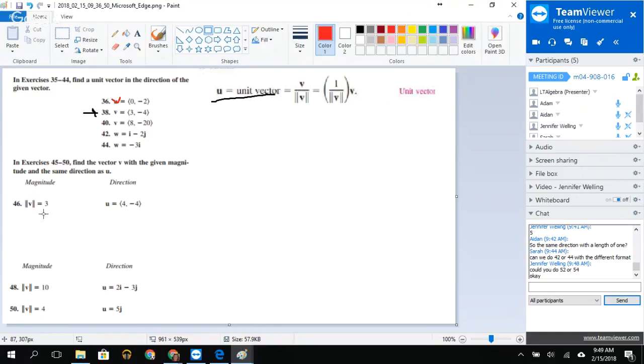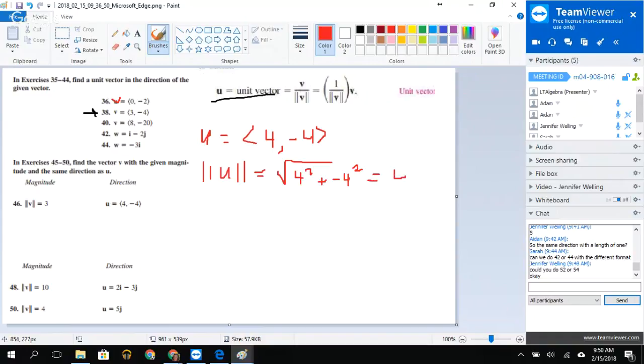Okay, so we know that u is at 4, -4, right? So we want to find a unit vector that shows us the direction, but that's only 1 unit. So we're just going to use our formula. The magnitude of u is the square root of 4 squared plus -4 squared, which is 4 square root of 2.